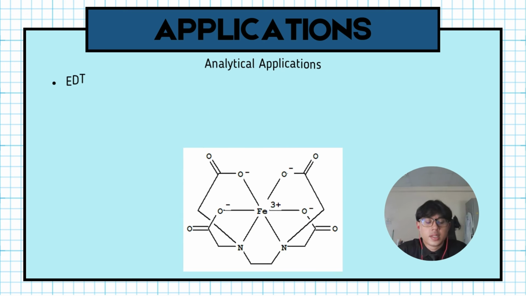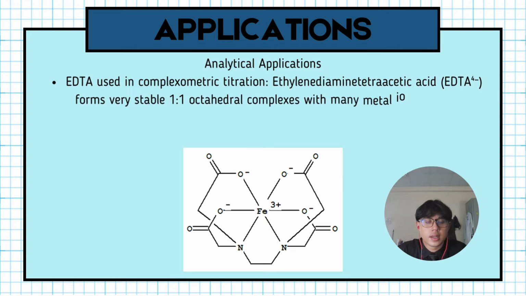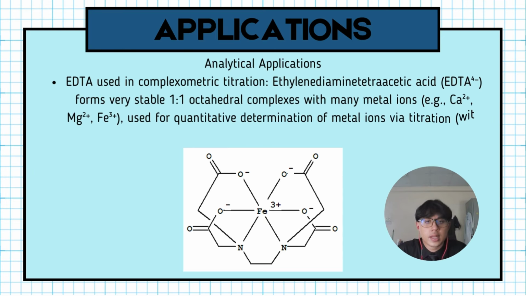Last but not least for the applications, we have analytical applications. EDTA is used in complexometric titration. Ethylenediaminetetraacetic acid, which is EDTA4-, forms very stable 1-to-1 octahedral complexes with many metal ions, such as Ca2+, Mg2+, and Fe3+, and is used for quantitative determination of metal ions via titration with an indicator like Eriochrome Black T.